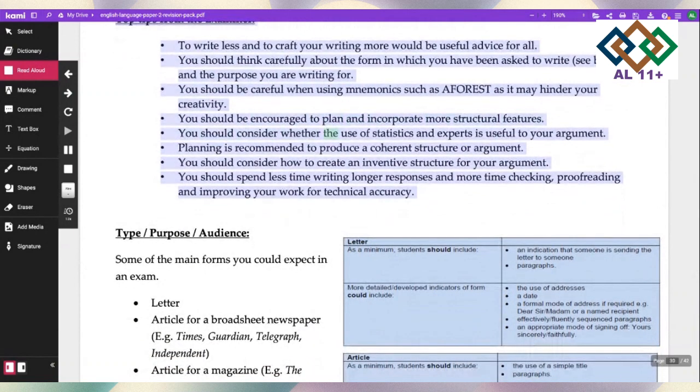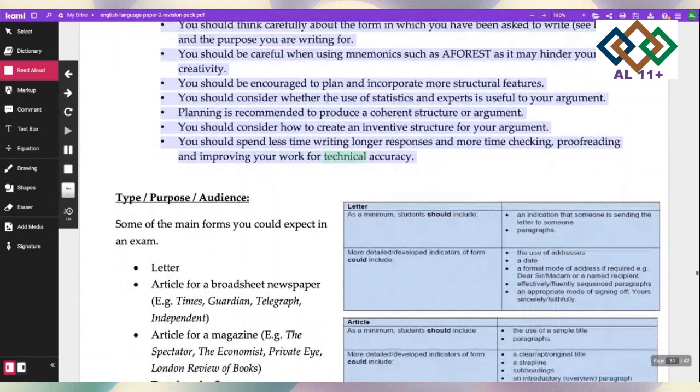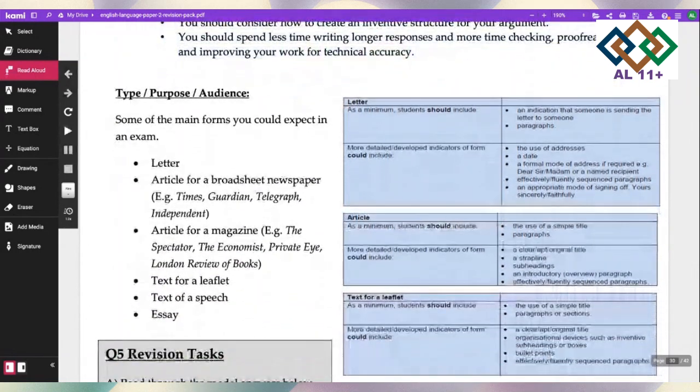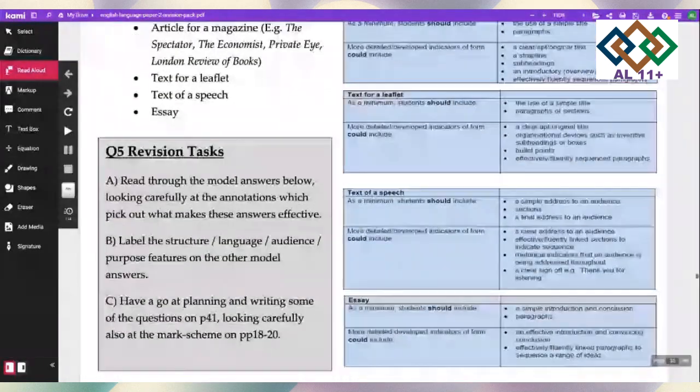You should consider whether the use of statistics and experts is useful to your argument. Planning is recommended to produce a coherent structure or argument. You should consider how to create an inventive structure for your argument. You should spend less time writing longer responses and more time checking, proofreading, and improving your work for technical accuracy. So these are some of the top tips you have to remember.